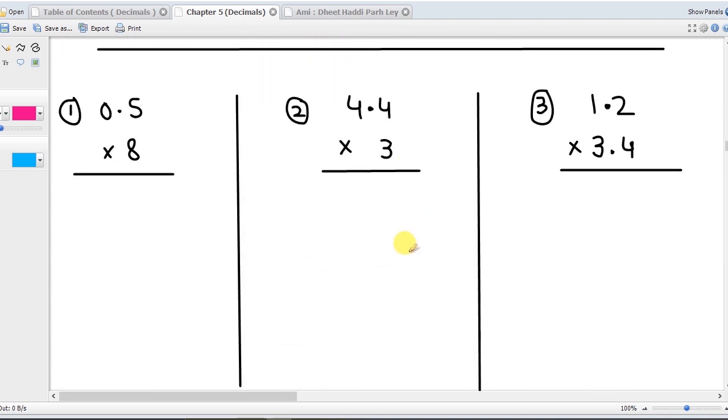Now let's multiply these decimals with numbers or with decimals.